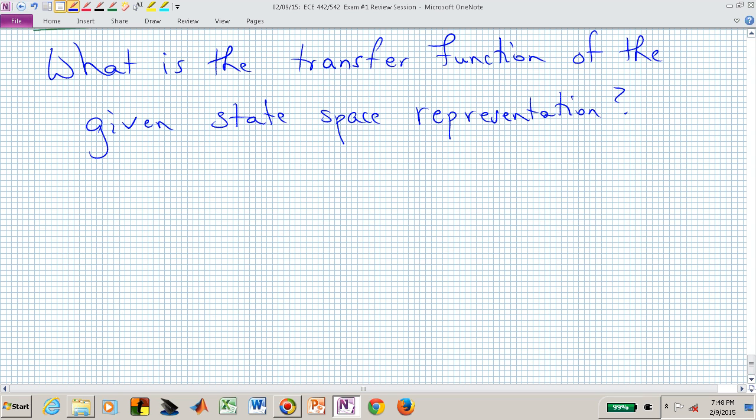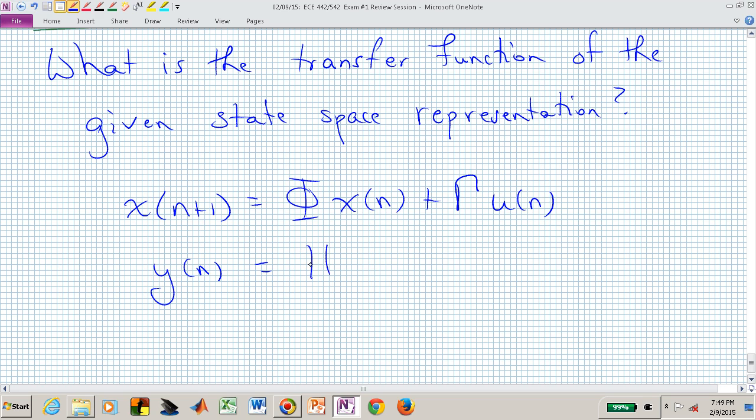We have a state space representation that's x of n plus 1 equals capital Phi x of n plus gamma u of n. Y of n is equal to H x of n plus J u of n.